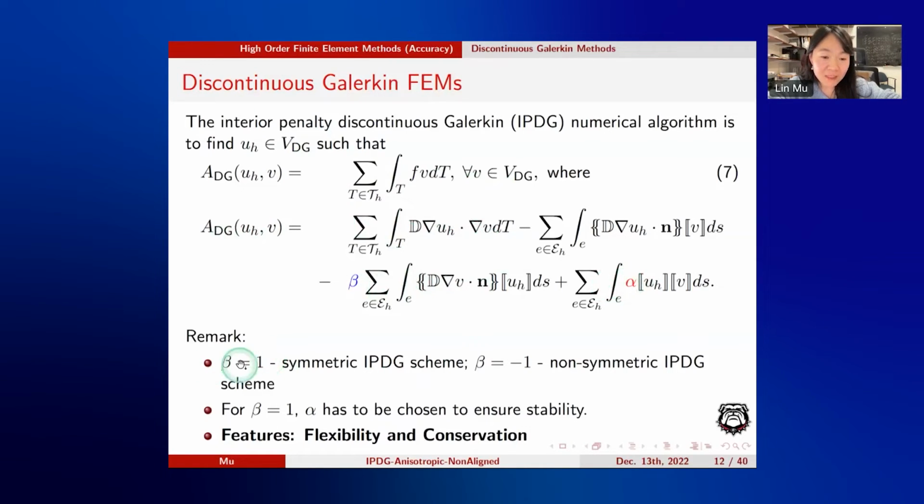For beta equals to 1, we can have the symmetric IPDG scheme. If beta equals to -1, we'll have the non-symmetric IPDG scheme. If we prefer symmetric IPDG scheme, that means beta equals to 1, then the penalty parameter alpha has to be chosen big enough to ensure the stability. There are some good reasons to use DG method because we have the mesh flexibility and the conservation guaranteed property. So for the transport equation, we prefer DG method, and we'll use DG method to solve our problem.